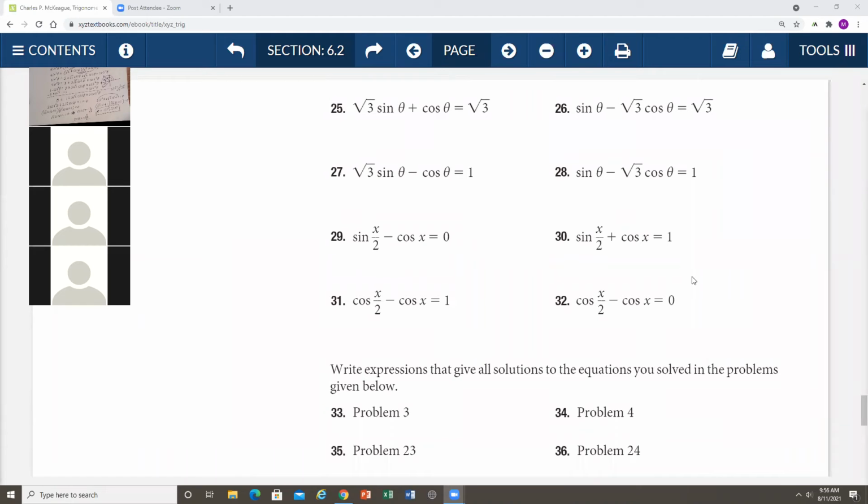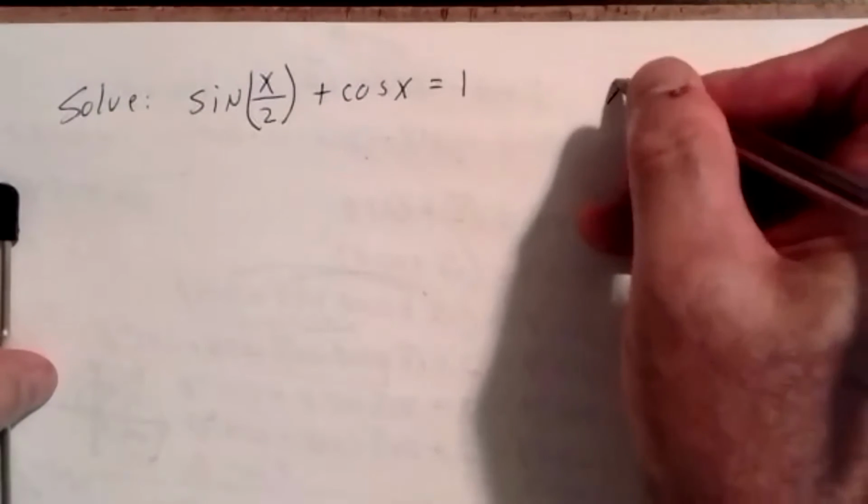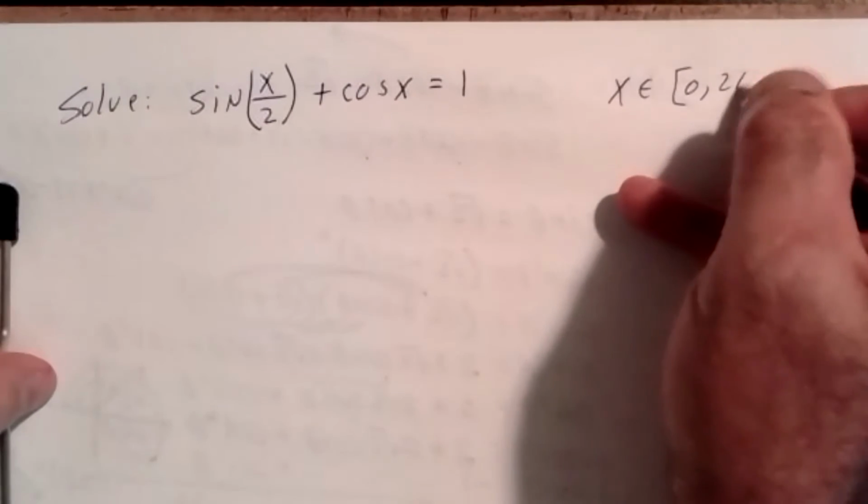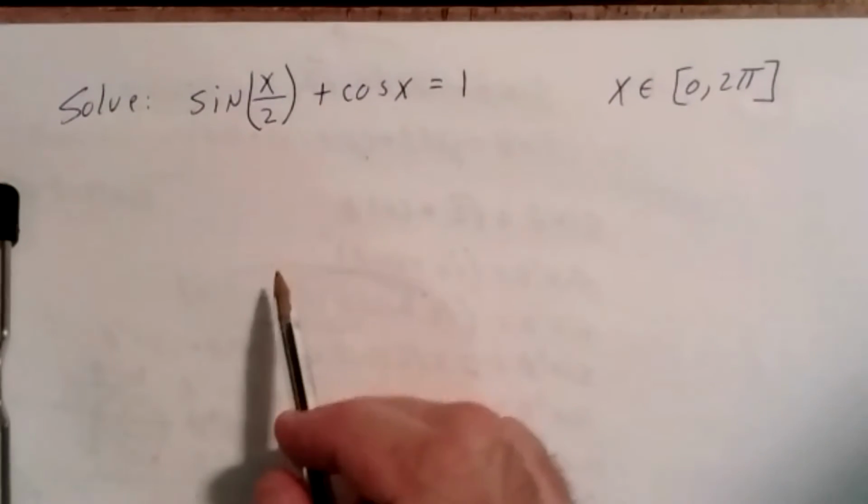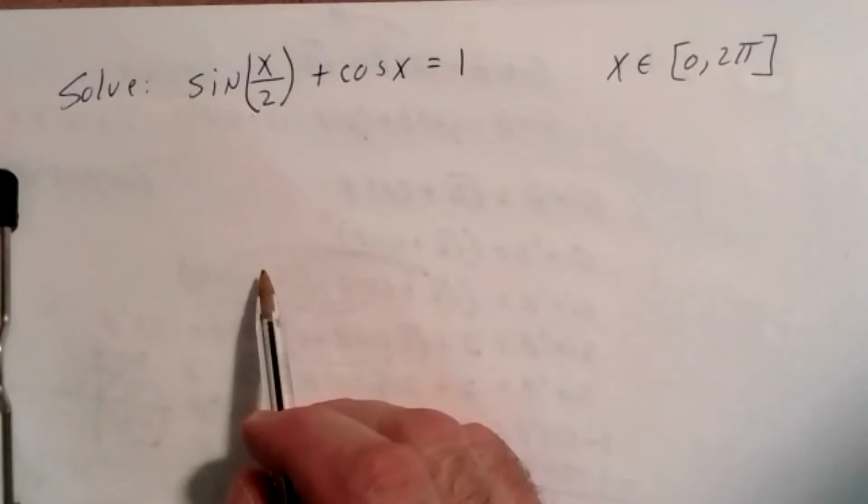Let's get down into one like number 30 here. The sine of x over 2 plus the cosine of x equals 1. We want to solve this trigonometric equation, and notice our solutions must lie between 0 and 2 pi. I'm open to suggestions, ladies and gentlemen.